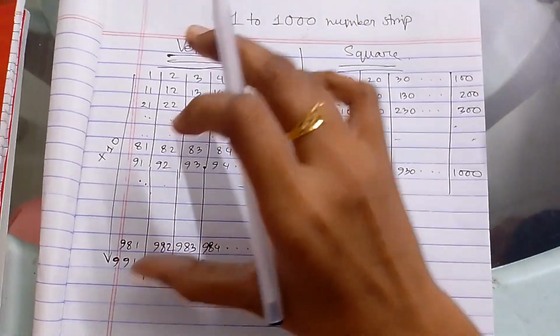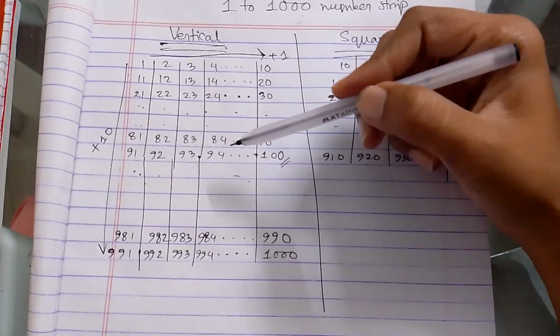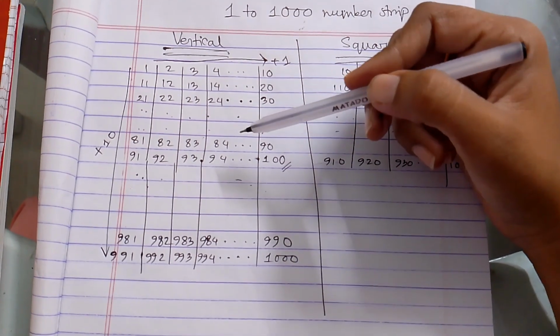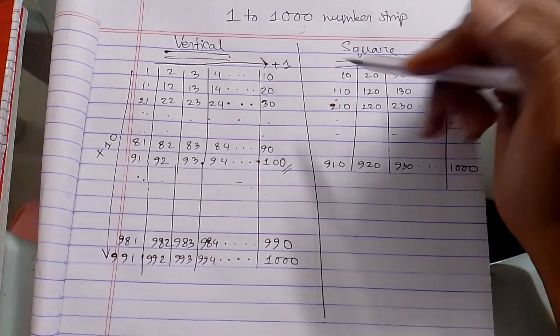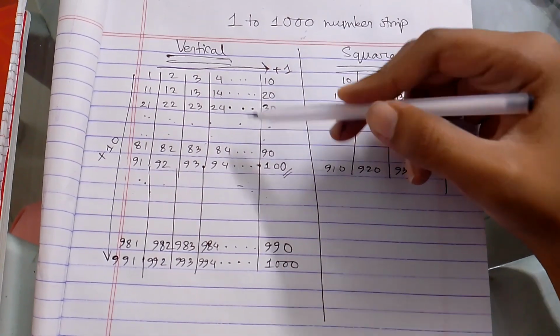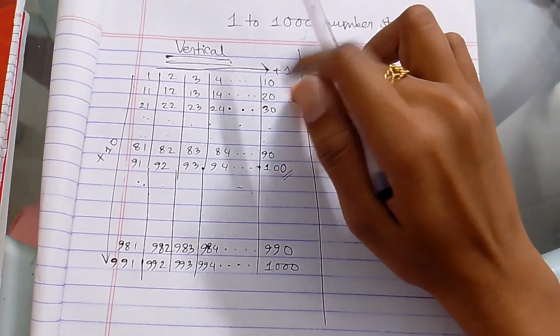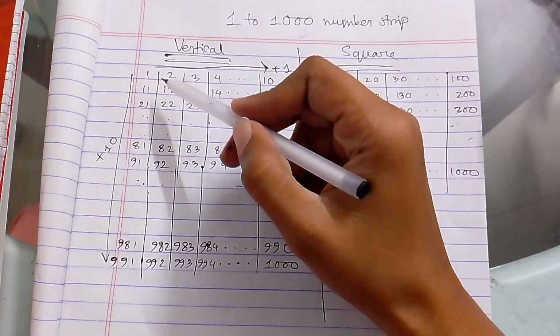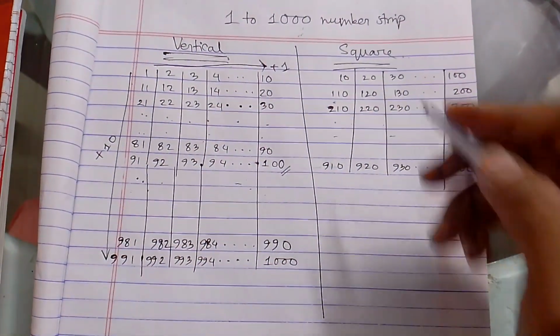This is the traditional way, which is called the vertical method. Whenever a number strip question comes in the exam and nothing is mentioned, the student should understand that it is from the vertical method and answer accordingly: +1 from left to right and +10 from top to bottom.